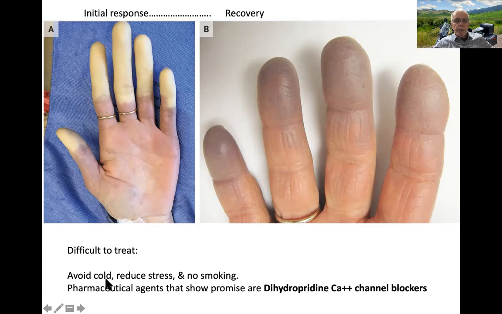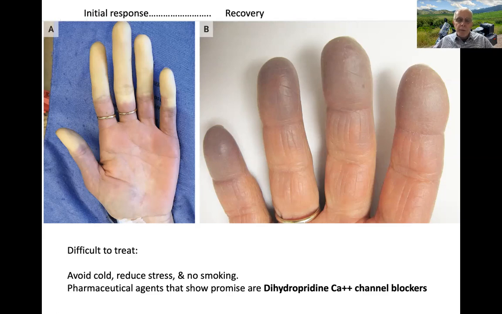At any rate, reducing cold, stress, and of course, no smoking. I'll be on a soapbox all semester about anti-smoking. It's bad for your eyes, it's bad for your heart, it's bad for everything. Lungs, obviously, it's bad for, but there's just no organ system that smoking is beneficial for. Smoking, if it doesn't cause Raynaud, it's definitely been shown to aggravate the situation. So if you have a relative that has Raynaud's and they're smoking, do your best to try to get them to stop. Are there any drug interventions, pharmaceutical interventions?